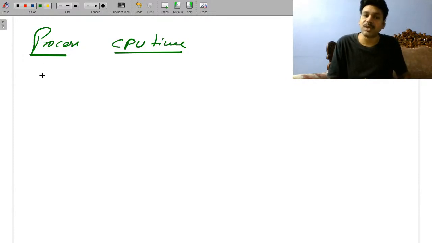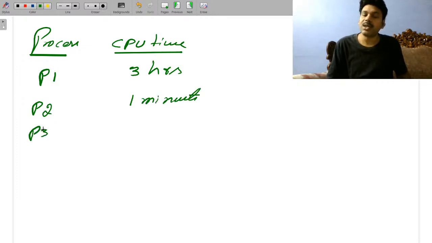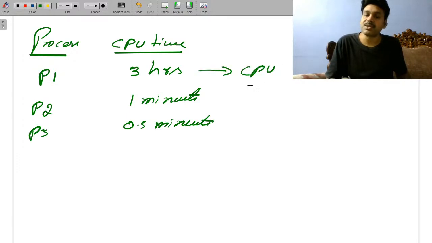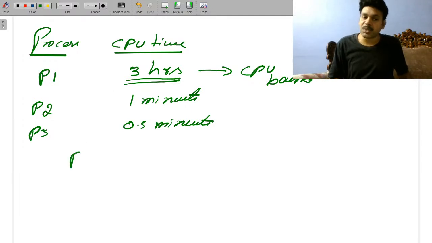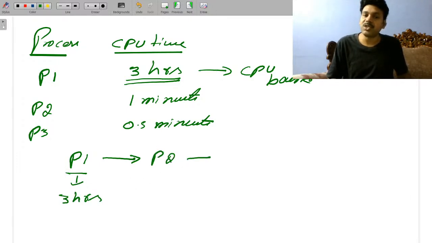So when you are watching the movie, what is going to happen? P1 requires 3 hours. Then another process enters, and it requires 1 minute. And another process requires only a fraction of a minute. So this is a completely CPU bound process. Why am I saying it is a CPU bound process? Because it is taking almost 3 hours of the CPU. Unless P1 is completed, again I am telling you, unless P1 completes its 3 hours, P2 cannot be executed by the CPU and P3 cannot be executed by the CPU.